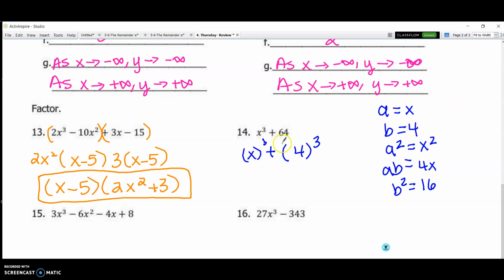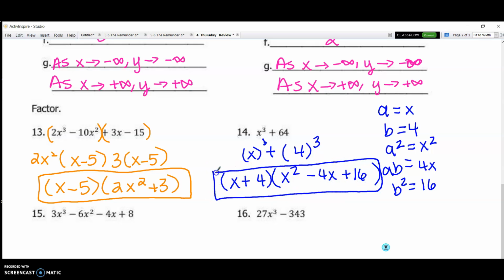Use SOAP. SOAP means same, opposite, always positive. So same, x plus 4, x squared minus 4x plus 16. And that is completely factored.